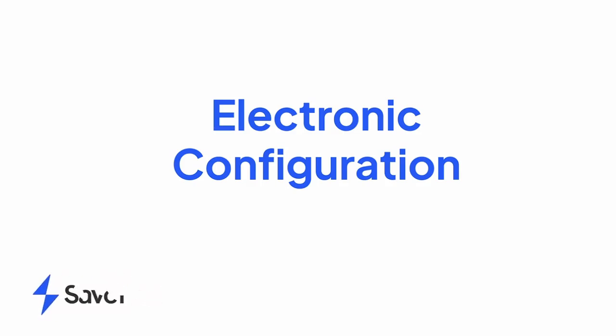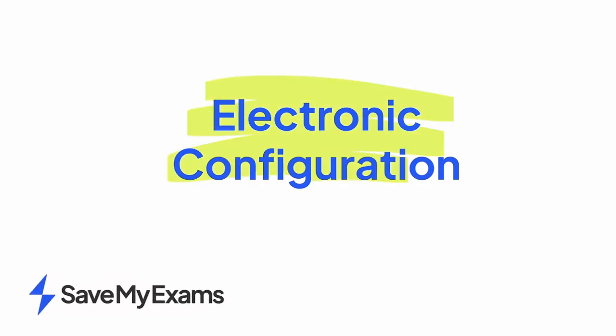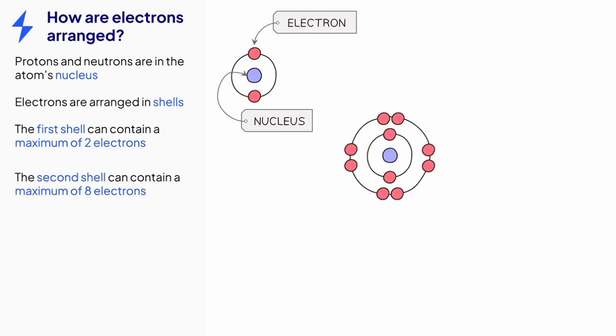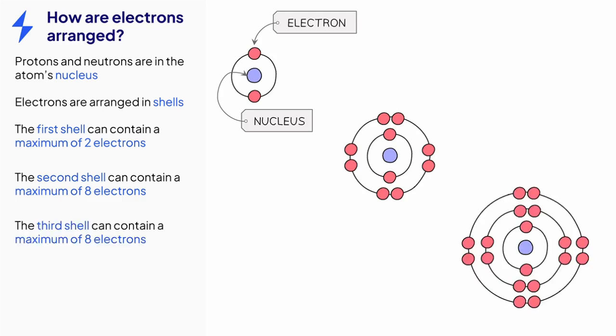In this video, we're going to be looking at the electronic configuration of atoms. An atom is made of a central nucleus containing the protons and neutrons, with the electrons orbiting the nucleus in shells. There is a limit to the number of electrons that a shell can hold. The first shell can hold a maximum of 2 electrons. The second shell can contain up to 8 electrons. And the third shell can also contain up to 8 electrons.